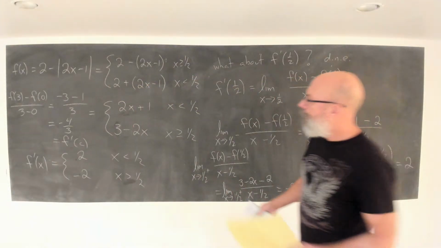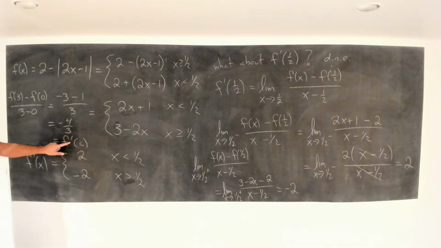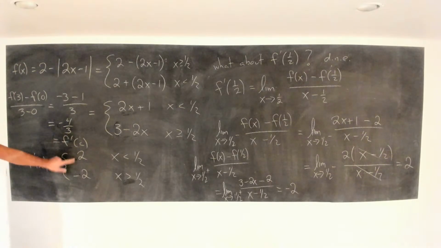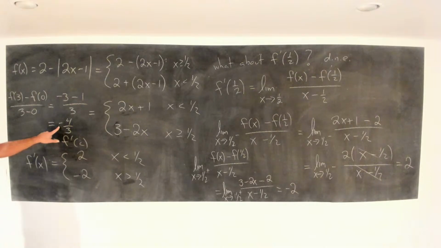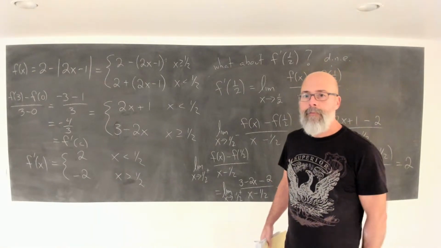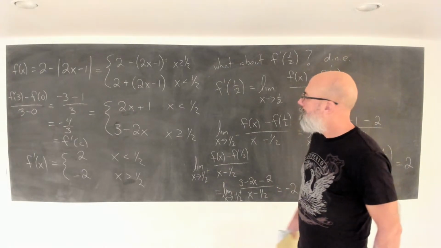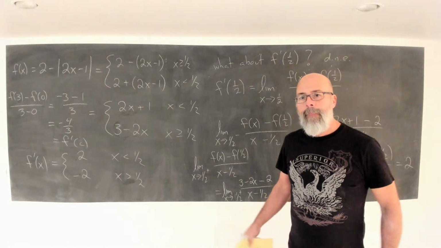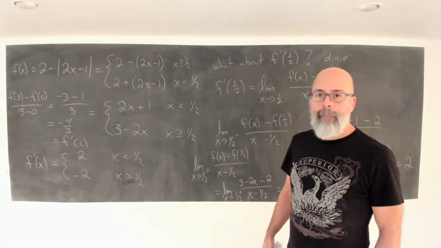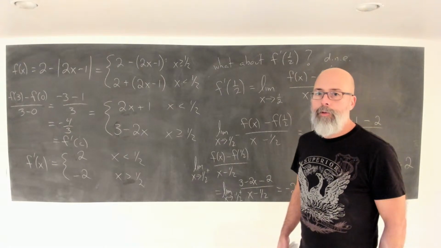So what's the final answer, right? The final answer was asking us to show there does not exist a c such that f prime of c was this. But this is negative 4 over 3. And the derivative is either 2 or negative 2. So it's never equal to negative 4 over 3. Ren, I'm not sure what you're asking there. Paul is confused as to why we need to show f prime of 2 does not exist.